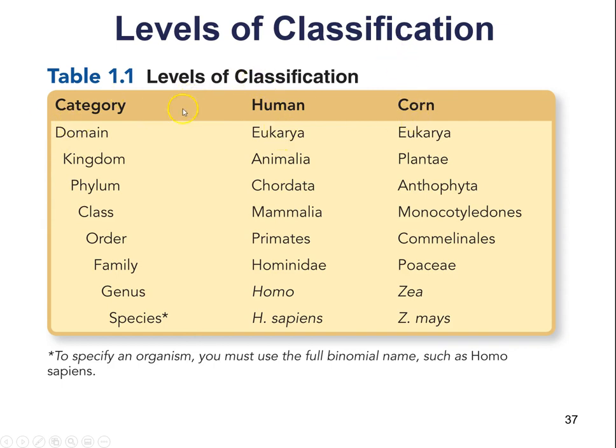But you can see the example here. Both human and corn are members of domain Eukarya, which is all eukaryotic organisms. But then they differ once you get to kingdom. Human is obviously kingdom Animalia, and corn is kingdom Plantae. So again, you can see how these differ.